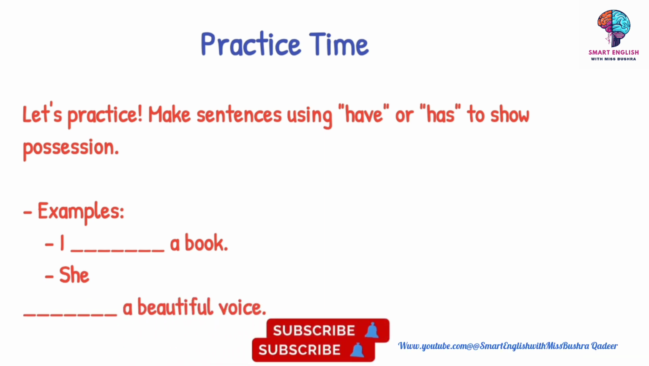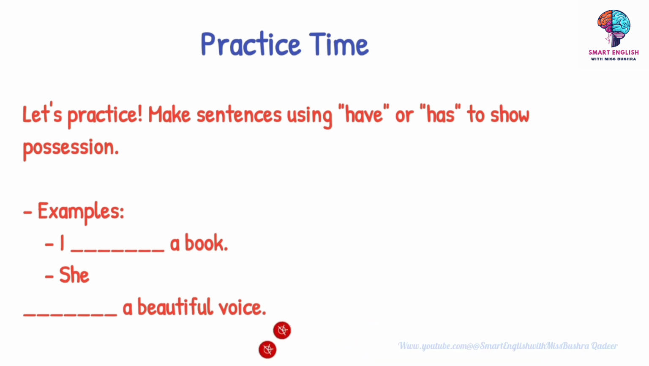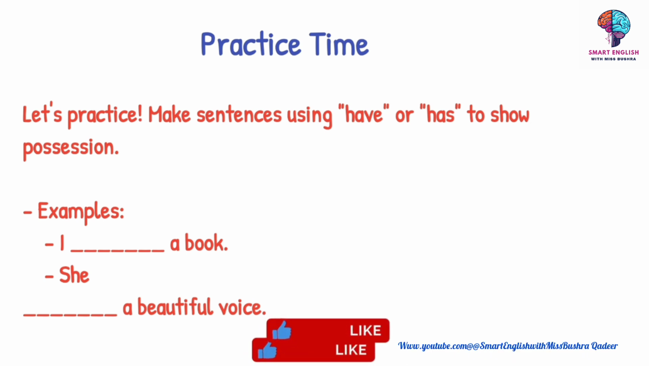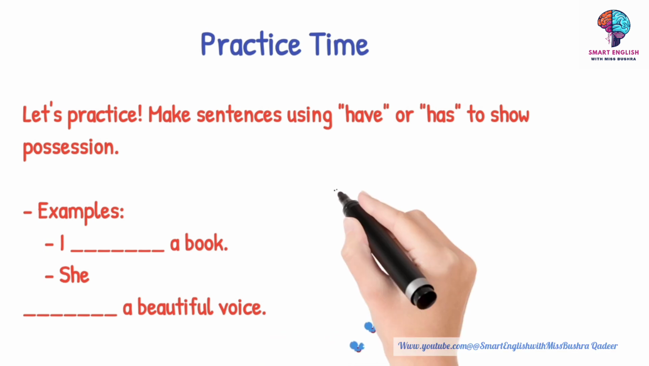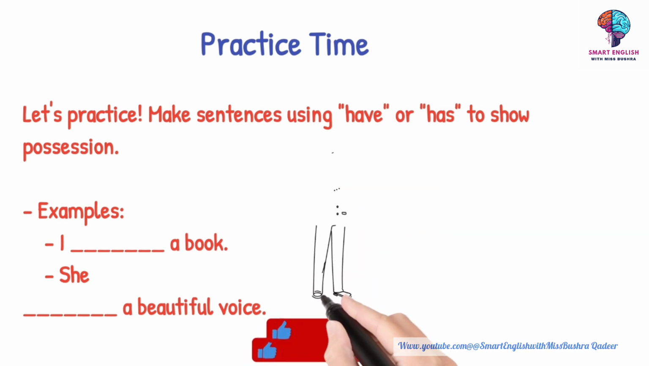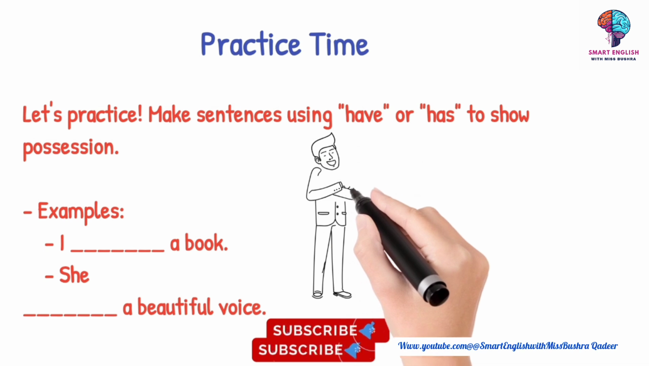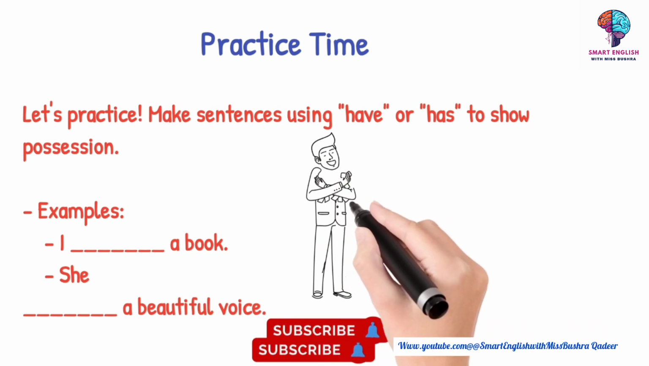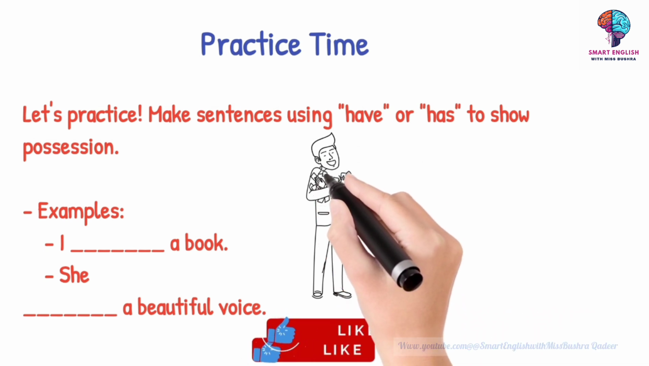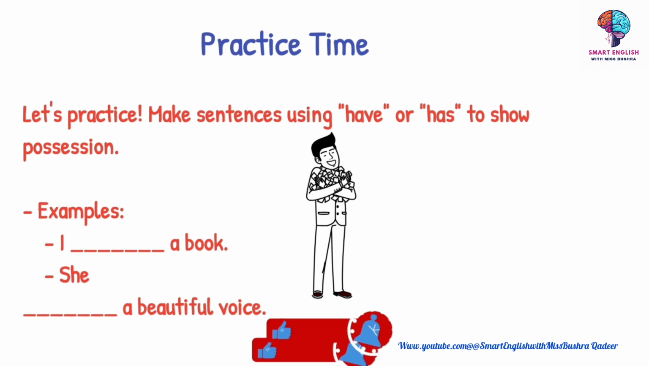Use have and has to show the ownership and possession that you really have in your life. Anything that you possess, anything that you are the owner of, kindly hit the comment section and tell me. Let's explore how many things you already have in your life and how many things you don't have. For example, you can make sentences: I have a book, I have many friends, I have this, I have that.